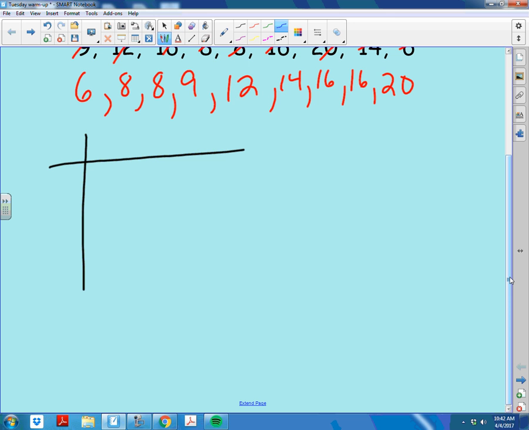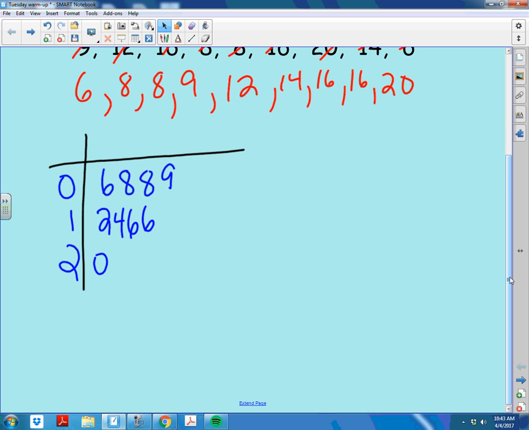So here's what we have. Based off the numbers that we have, stems of 0, 1, and 2. And our leaves are 6, 8, 8, 9, 2, 4, 6, 6, and 0.